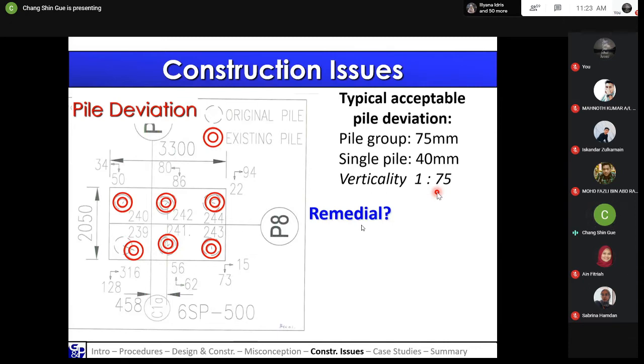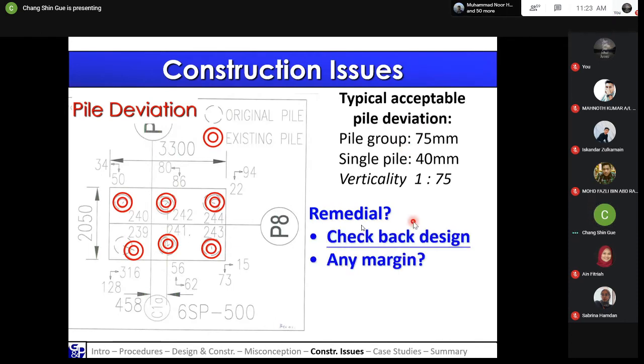So what happens if the actual deviation at the site is more than the allowable pile deviation? What can you do? What are the options for remedial works for such a case? For example, this one is 360, which is definitely more than the allowable deviation. So first thing, you would actually go back and check your design. You can see whether there's any margin. What I mean is that, let's say your pile capacity is 100 kilonewtons, and you have 6 piles, which means that this pile group can actually take 6,000 kilonewtons. And typically a column does not come in exactly at 6,000 kilonewtons. So for example, the column load here could be 5,500.